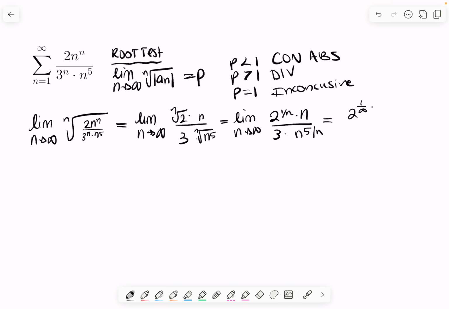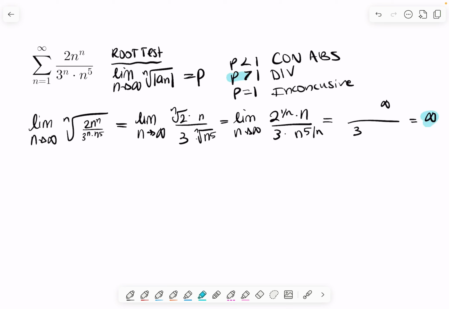If you plug in infinity, you'll get infinity over here, and 3 times n to the 5 over infinity. If you have one whole and you divide it into infinitely small pieces, each piece gets infinitely smaller, so small it's going to go to 0. Same thing over here. Anything to the 0 power is just 1. Then we're just left with 3, and we're just left with infinity. Infinity over 3 is still just infinity.